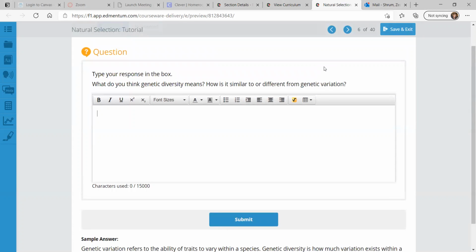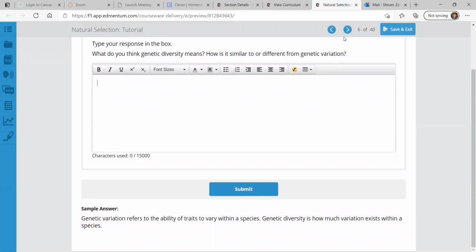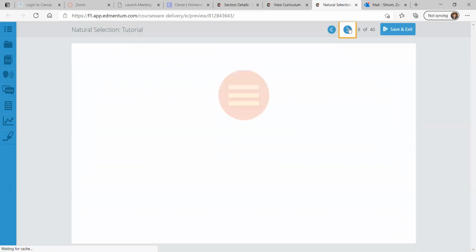The next warm-up question, what do you think genetic diversity means? How is it similar to or different from genetic variation? So genetic diversity is how much variation exists within a species. Genetic variation itself refers to the ability of traits to vary within a species. So genetic variation is how the traits can change within a species. So we're talking about different colors, different sizes. Genetic diversity is how much change, how much ability to change certain traits exists within a species. And we'll learn about that more in the lesson.